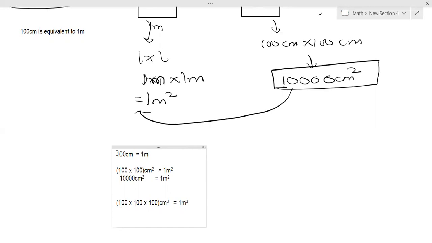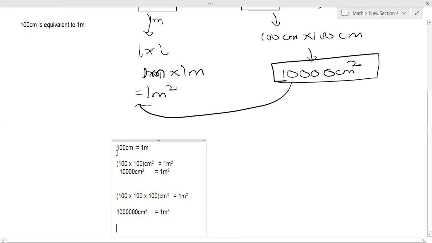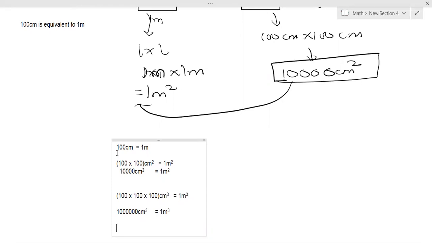And what is 100 times 100 times 100? Just add the zeros together. We have 2, 3, 4, 5, 6. That will be 6 zeros, and that is a million. So it means a million centimeter cube will be equal to 1 meter cube. Okay, so that's how you can find it. As long as you know 100 centimeters is equal to 1 meter, it's easy to find a centimeter square, a meter square, a centimeter cube, a meter cube.